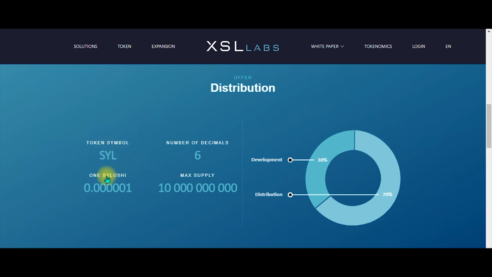SYL stands for Satoshi. One Satoshi is 0.000001. Number of decimals is 6, and the maximum supply is, ooh, a huge number.